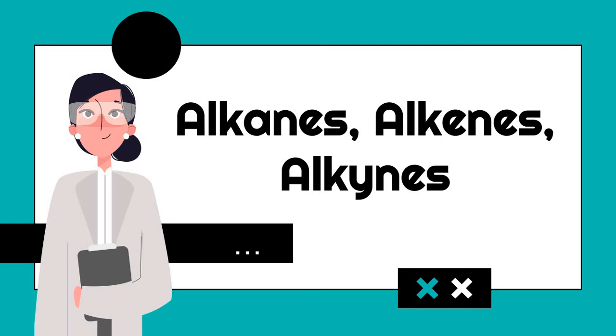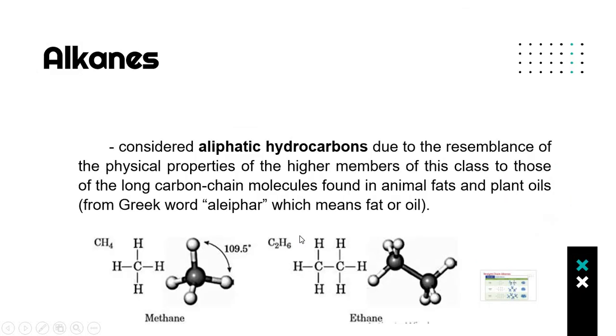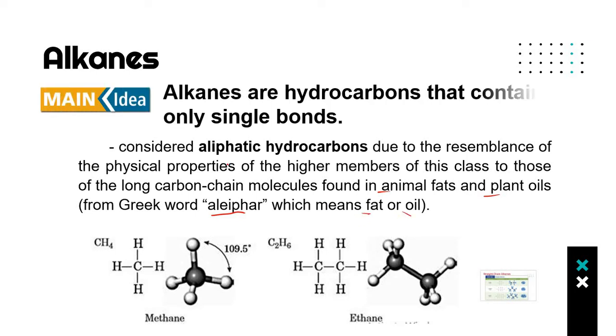So alkanes, alkenes, and alkynes. Alkanes, so it's A in the middle. Alkanes are considered aliphatic hydrocarbons due to the resemblance of the physical properties of the higher members of this class to those of the long carbon chain molecules found in animal fats and plant oils. This is from the Greek word aliphar, which means fat or oil. So the main idea is that alkanes are hydrocarbons that contain only single bonds.